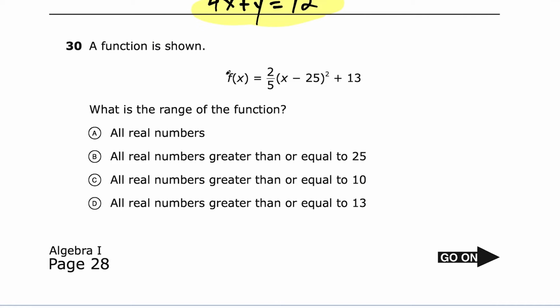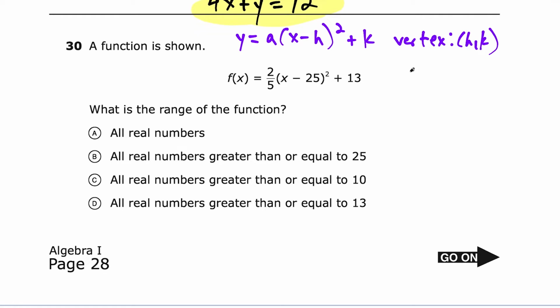Question 30, we want to know what is the range of the function, and notice that we have a quadratic equation that is written in vertex form. So anytime you have an equation like this that's in the form of a times x minus h squared and then plus k, the vertex of your quadratic equation is (h, k). Okay, so that's how I extract that information from the equation. This tells us that our vertex is going to be at (25, 13). Okay, so that's what's jumping out at me right away.